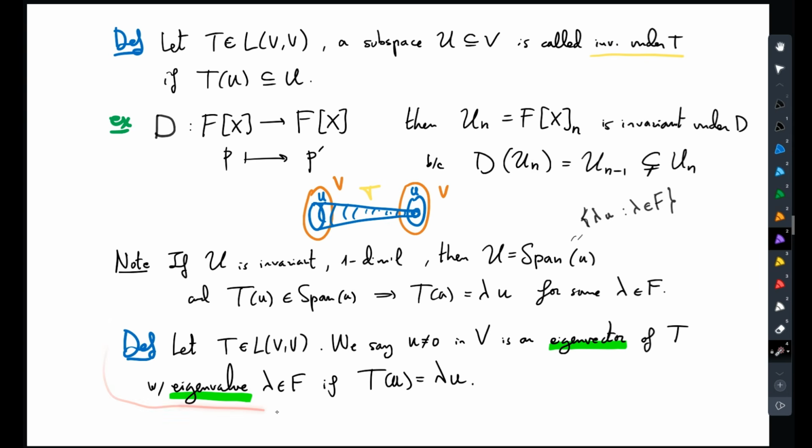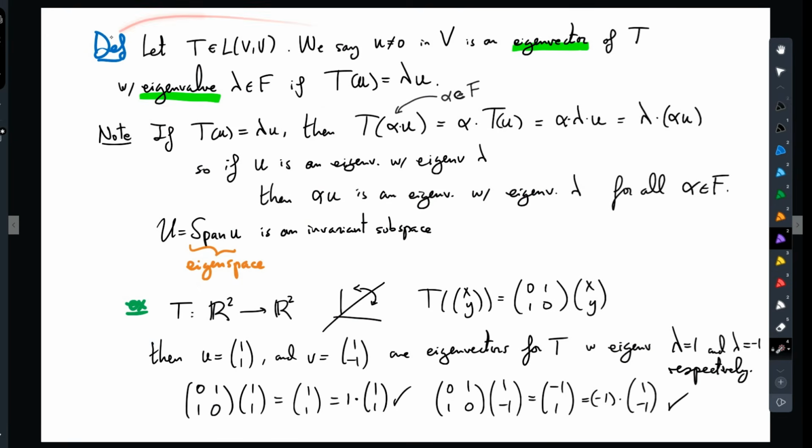So here's the definition of eigenvectors and eigenvalues. If I have an operator and I have a non-zero vector, so eigenvectors are non-zero, such that T of u is a multiple of u, then we say that u is an eigenvector and that lambda is the eigenvalue attached to u. So u is an eigenvector with eigenvalue lambda. So here is, again, the definition of eigenvector and eigenvalue.